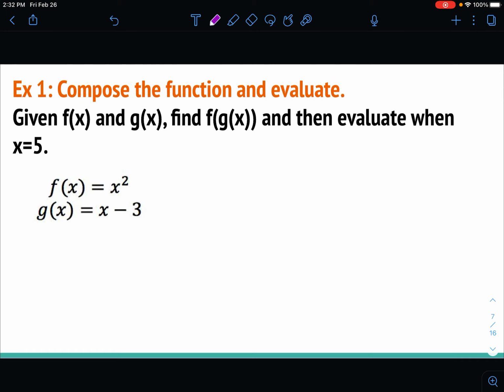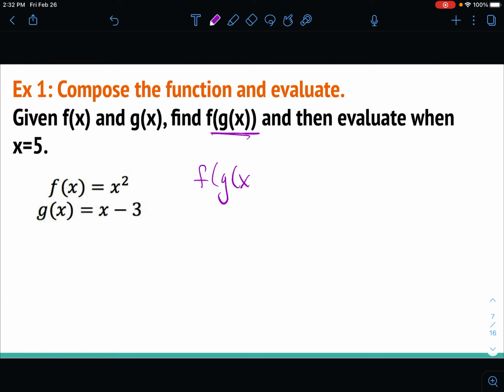Okay, so we're going to go ahead and compose the function and we're going to evaluate. So we're going to find f of g of x, and we're given f of x and g of x. Of course, please pause, copy this down in your notes, and take as long as you'd like.